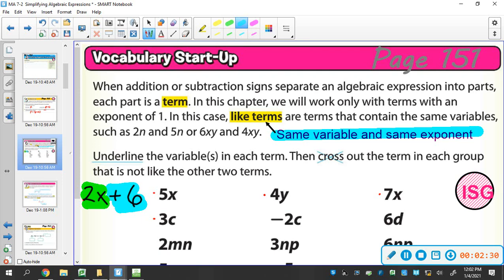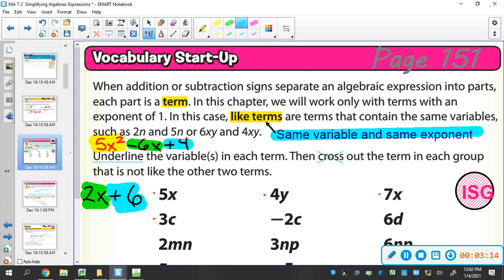If we had something like this, that one has 3 terms. We have our first term, second term, third term. It's always separated by addition and subtraction signs. It says, in this chapter we will work only with terms with an exponent of 1. I just showed you that 5x squared has an exponent of 2, so it is possible to have other exponents.